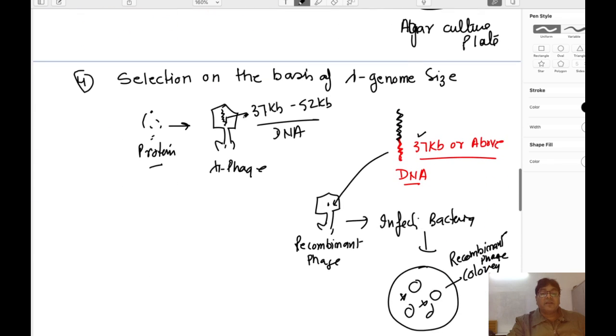And the last one is the size. If the size is less than 37 kb, then we can add a larger DNA segment, that is a gene of interest, and then the size is made more than 37 kb. 52 we do not touch, because if the size is above 52 or near 52, then we cannot add our gene of interest. So we have to take the size to the lower limit. That's why we are taking it 37 kb. So make it up to 37 kb by inserting our gene of interest, and then this genome is inserted into the phage. The phage becomes recombinant, infects the bacteria, and these colonies develop. Definitely these colonies will be the colonies of the recombinant phages. Other phages will die out.